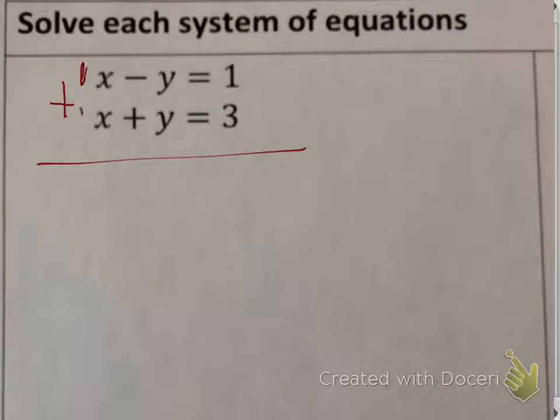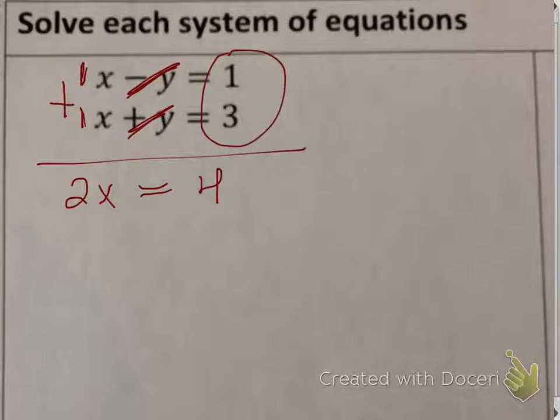I have 1x here and 1x here to add to be a 2x. I have a negative 1y here and a positive 1y here that cancel to be 0. And then I have 1 plus 3 here that adds to be 4. From there, I have this simple equation that says 2x equals 4, which I know how to solve. I can divide both sides by 2, and I get x equals 2.